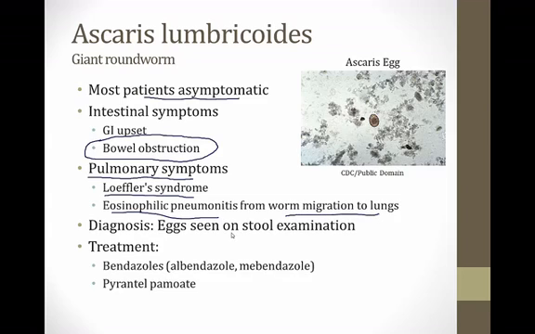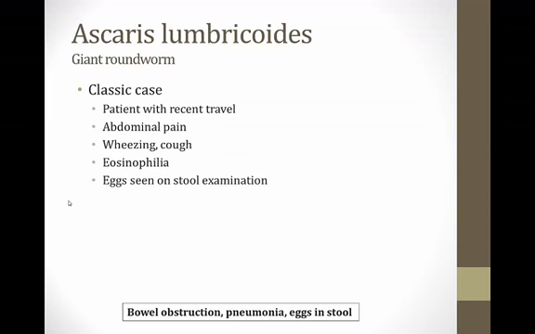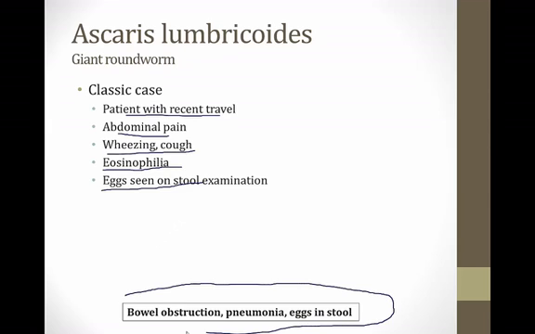You can diagnose the giant roundworm by seeing those eggs on the stool examination, and this is a picture of some of the eggs in the top right corner here. And you can treat Ascaris with the bendazoles and also with pyrantel pamoate. So the classic case is going to be a patient with recent travel to an underdeveloped country who has abdominal pain, wheezing and cough, elevated levels of eosinophils, and eggs seen on the stool exam. And down here at the bottom I've written the buzzwords for Ascaris, and that's bowel obstruction, pneumonia, and eggs in the stool.